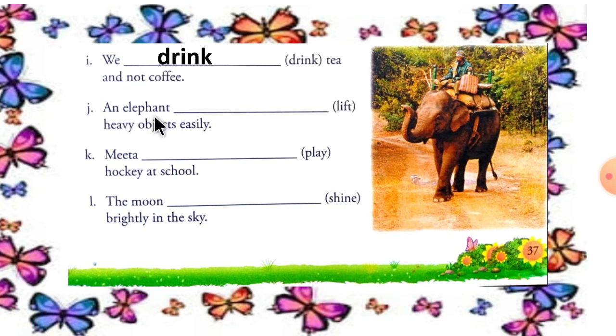Then, an elephant dash heavy objects easily. In bracket, lift. So the correct answer is lifts. Meeta dash hockey at school. So the answer is plays. Meeta plays hockey at school.